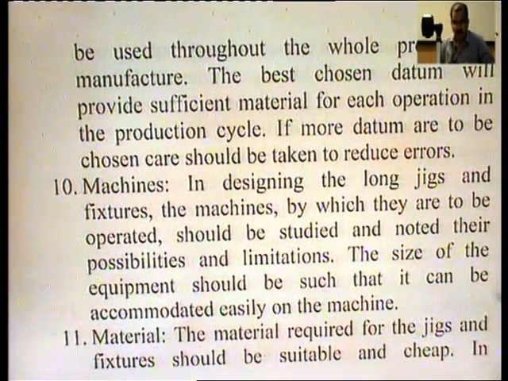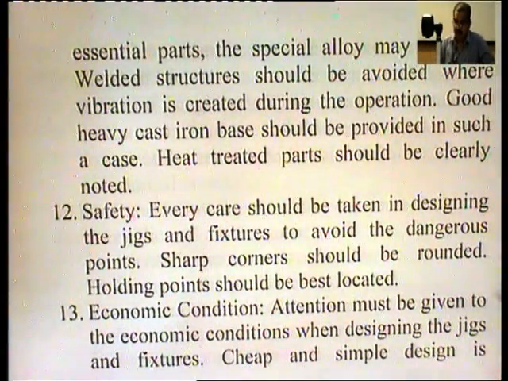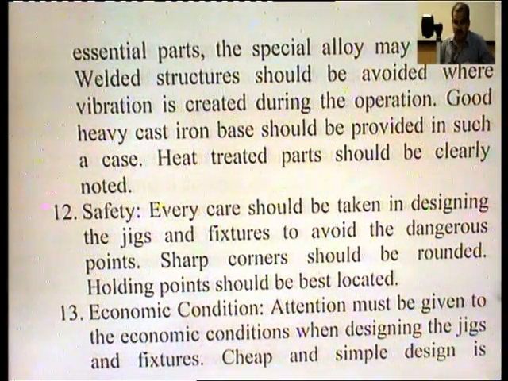Then comes material. Material required for the jigs and fixtures should be suitable and cheap. In essential parts, special alloy may be used. Welded structure should be avoided where vibration is created during the operation. A good heavy cast iron base should be provided. In such a case, heat treated parts should be clearly noted.